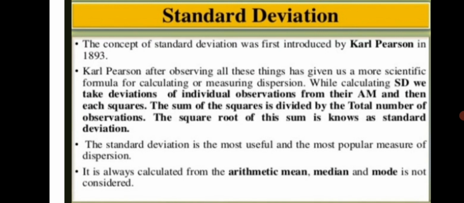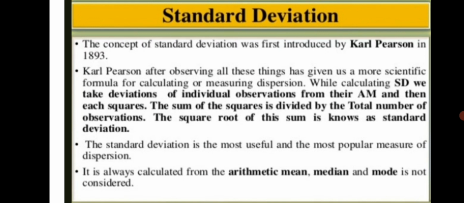Now we'll see the next one, the standard deviation concept. This concept of standard deviation was introduced by Karl Pearson in 1893. After observing all these things, he has given us a more scientific formula for measuring dispersion. While calculating SD, we take the deviation of individual observations from their AM and then square each. The sum of the squares is divided by the total number of observations. The square root of this is known as the standard deviation.